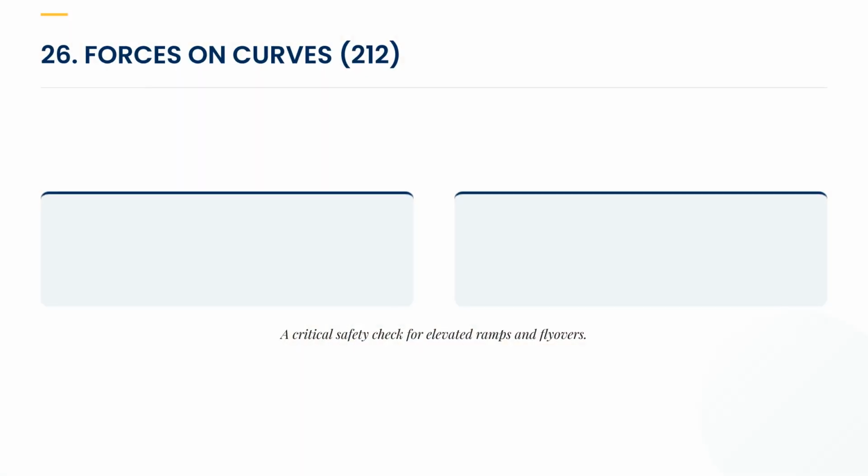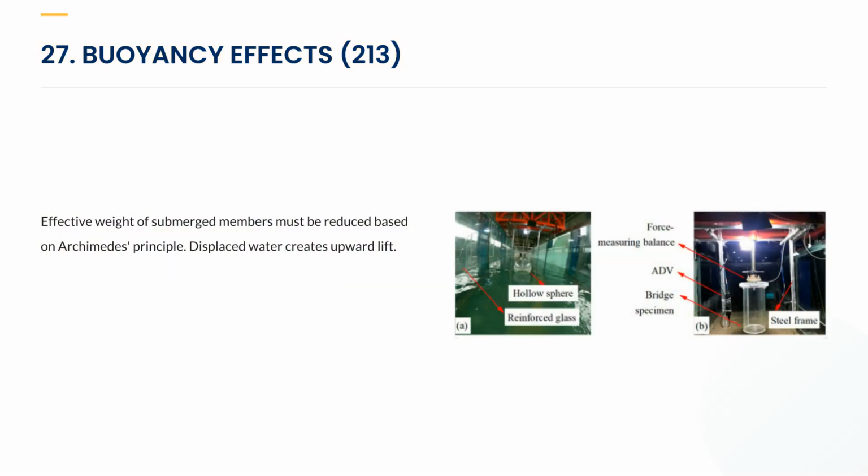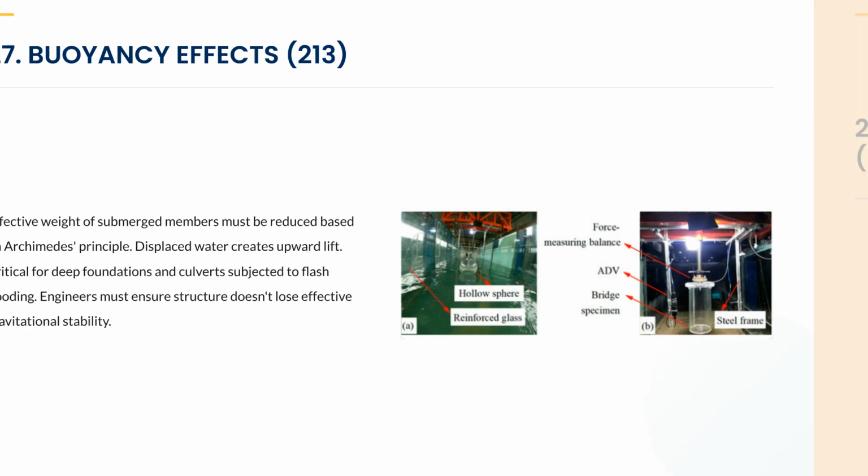Forces on curves include radial thrust from vehicles on horizontal curves. Bearings and the substructure must resist this outward thrust to prevent shifting of the bridge deck. Buoyancy effects mandate that the effective weight of submerged members must be reduced based on Archimedes' principle. This is critical for ensuring the structure maintains effective gravitational stability during floods.